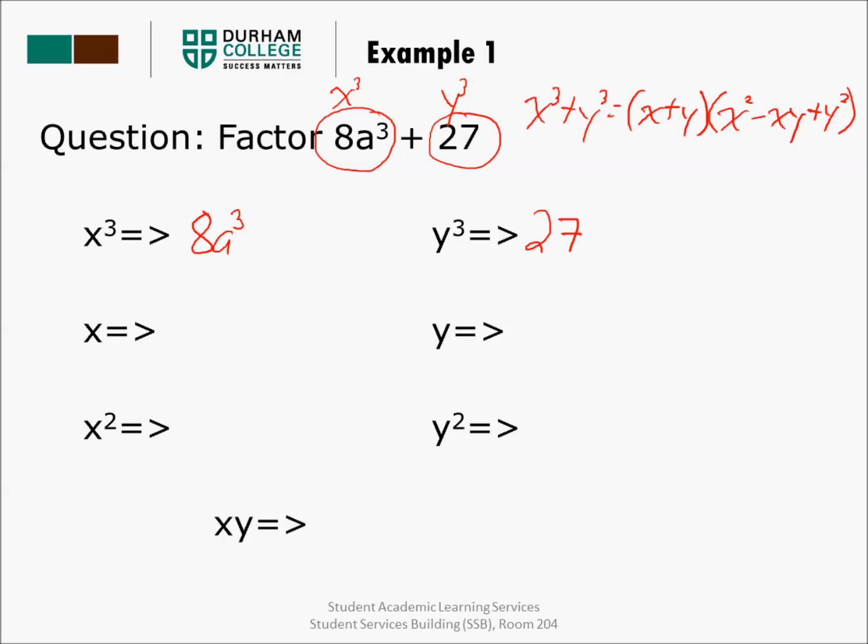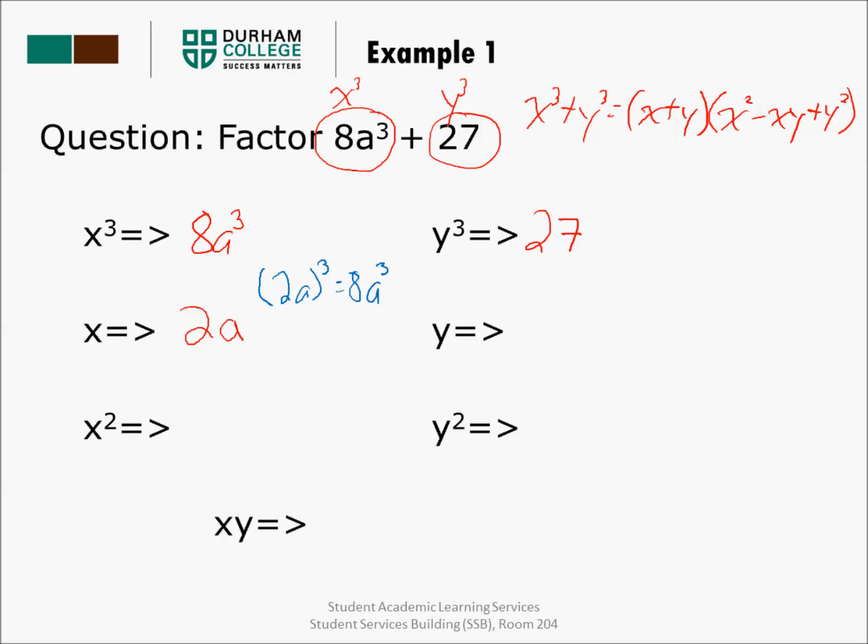Now what is x? We know x cubed is 8a cubed. So what do you cube to get 8a cubed? Well, 2 cubed gives you 8, so we'll have 2. And a cubed is just a cubed. So x should be 2a. And just to show you a bit more of where that comes from, you know that if you cube 2a, the whole thing, you get 8a cubed, because you cube the 2 and the a separately.